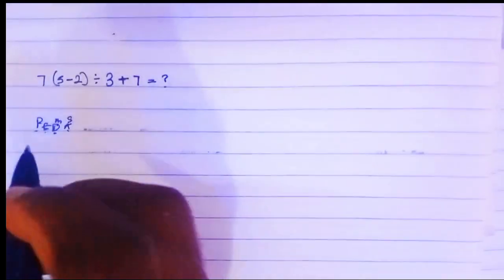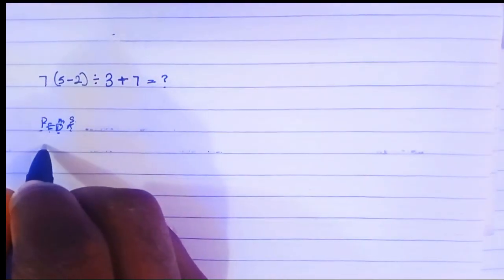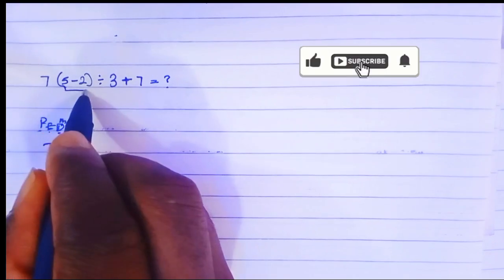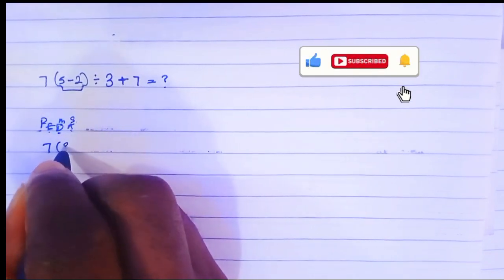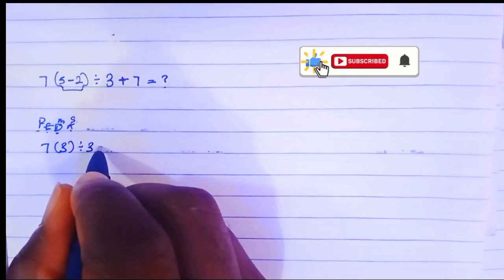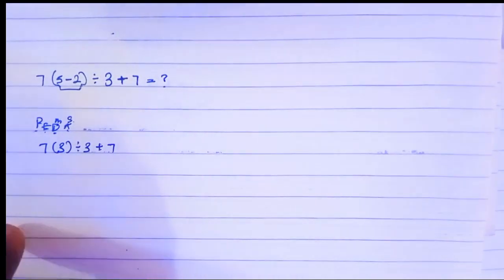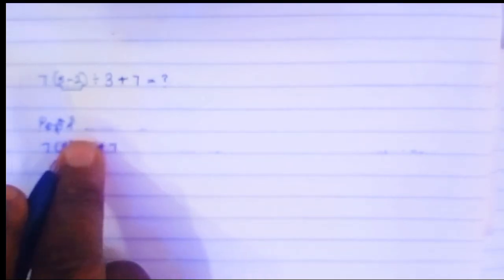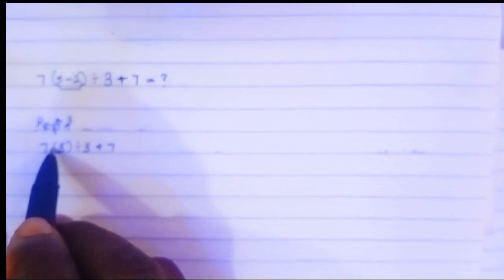So we will go by saying 7. This minus this will give us 3 divided by 3 plus 7. So here the next thing we have here is division, and we know that this means multiplication. All right, that is 7 times 3 divided by 3 plus 7.